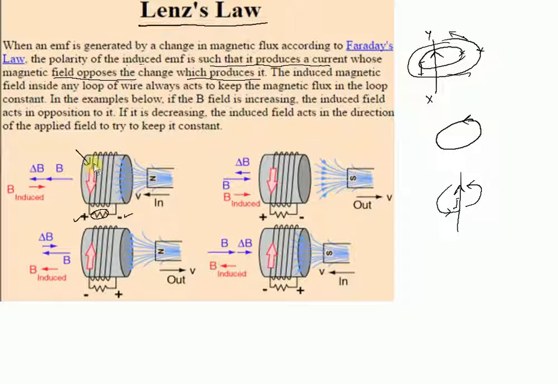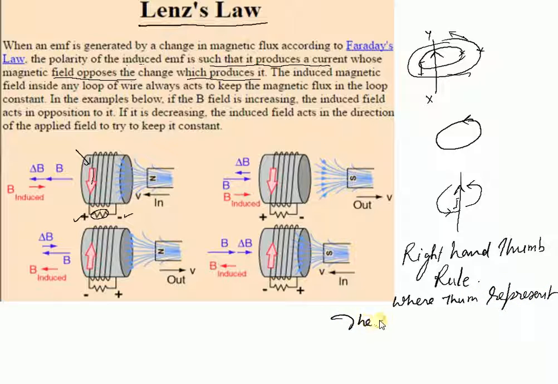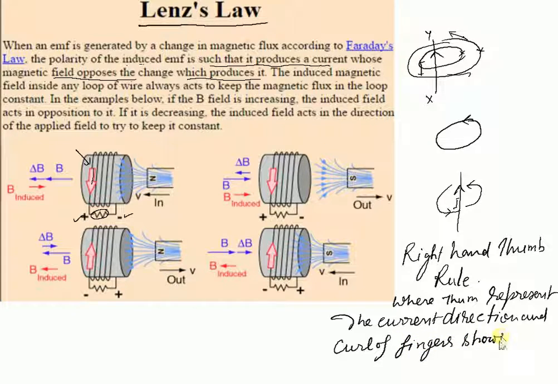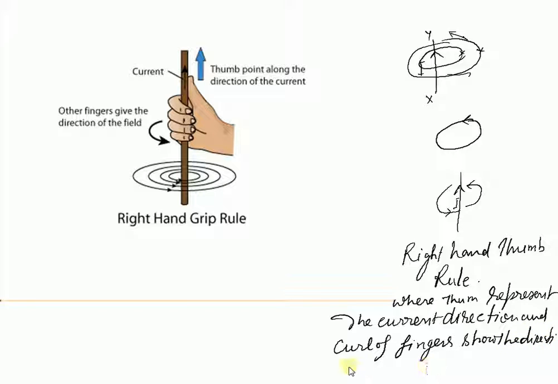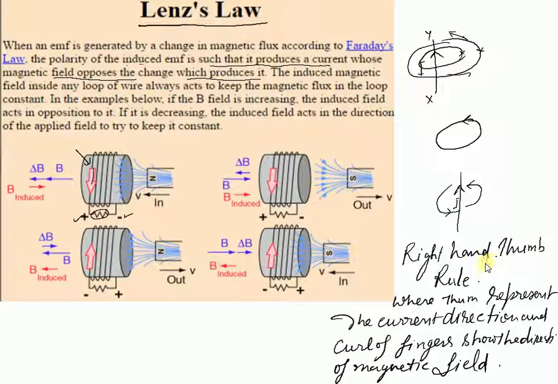coil. Right now the current direction is downward, so if the current direction is downward and you use the right hand thumb rule here, where the thumb represents the current direction and the curl of fingers shows the direction of the magnetic field. So this is the right hand thumb rule and you apply it here.